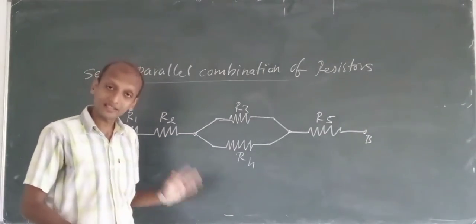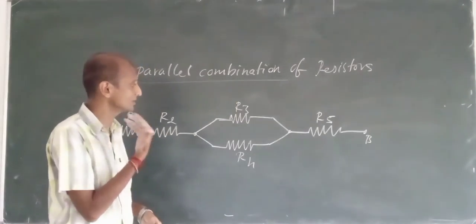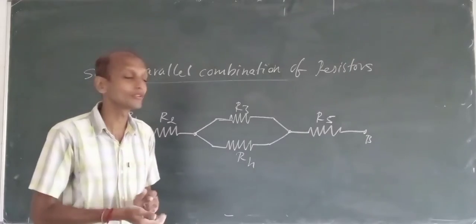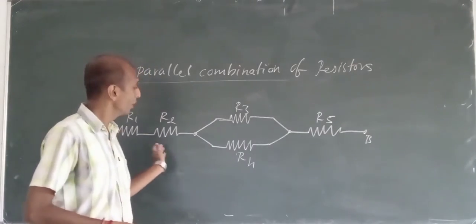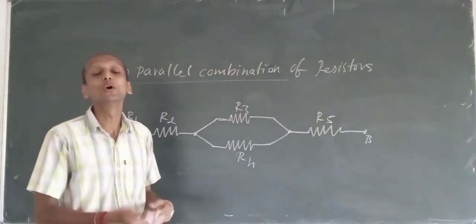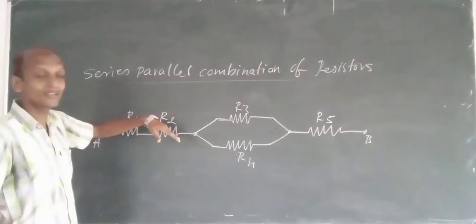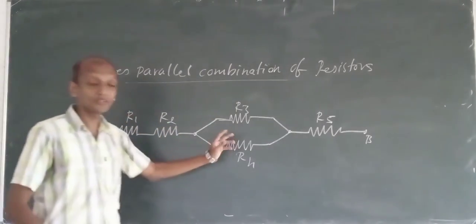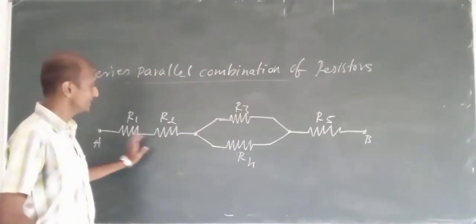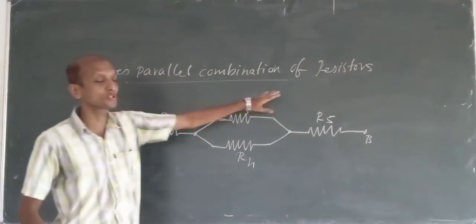In that scenario, we have to consider both the combinations and go for calculating the total resistance. Here we will be having a mixture of parallel combination and series combination, correct or not? So we will call it a series parallel combination of resistors.